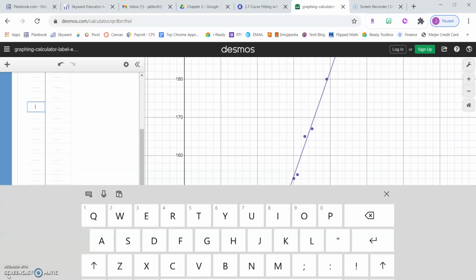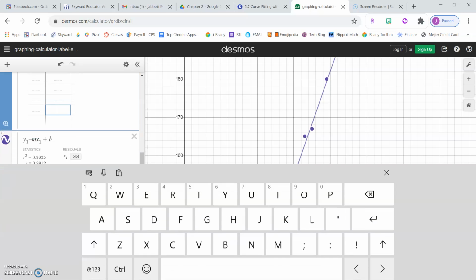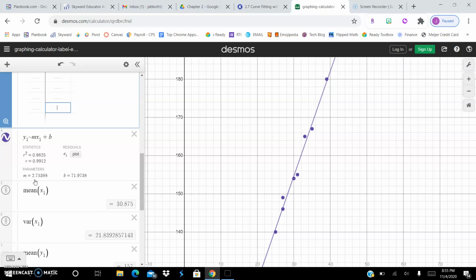And then if you scroll down, once you put those dots in, it plots those dots on the graph and it automatically puts the line of best fit on. And if you scroll down, here is the R value. The R value is 0.9912, so that's pretty close to a 1. So the dots are going to be pretty close to a straight line, as you can see. And then this is in the form of y equals mx plus b. And down at the bottom, it says parameters here. And m is 2.75388 and b is 71.9738. So we can use those to write our equation in slope-intercept form.